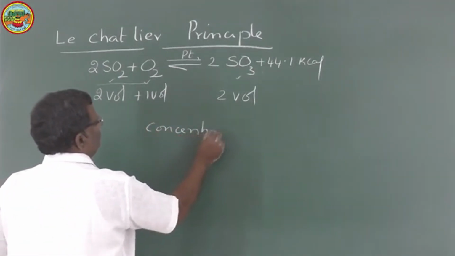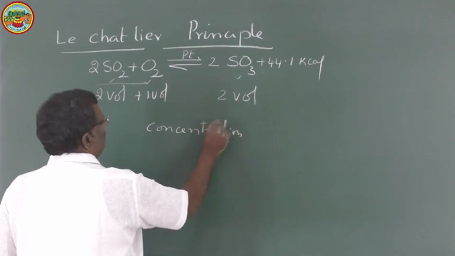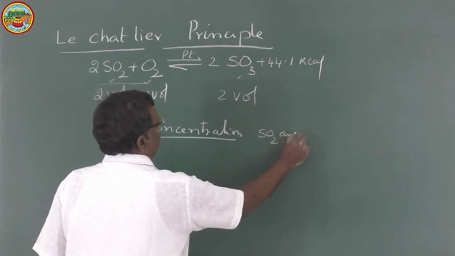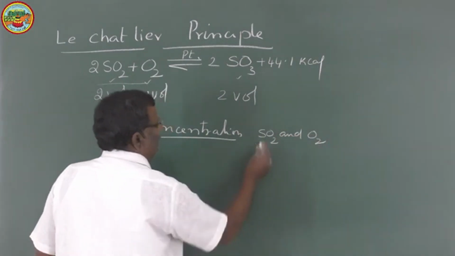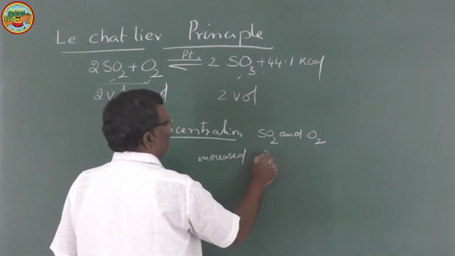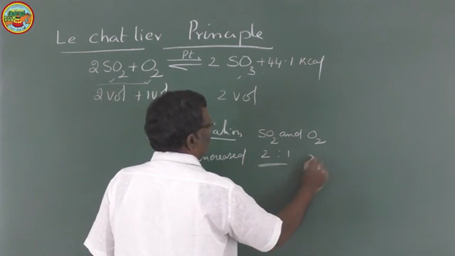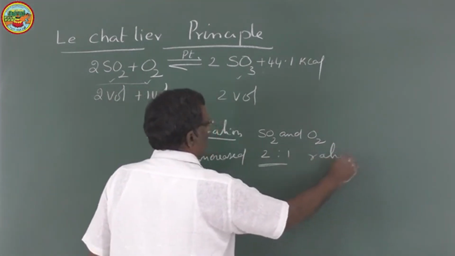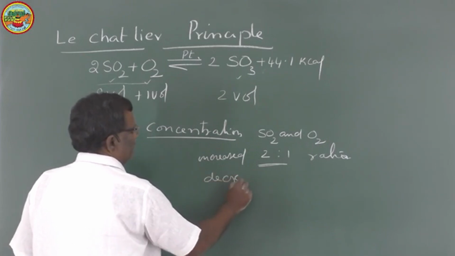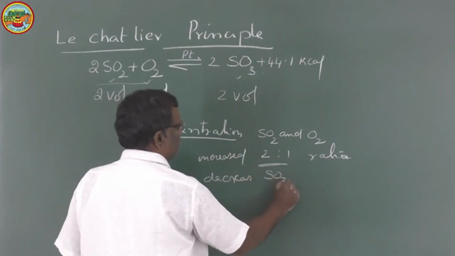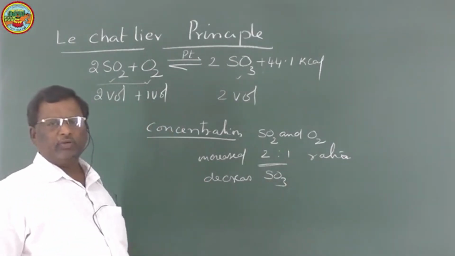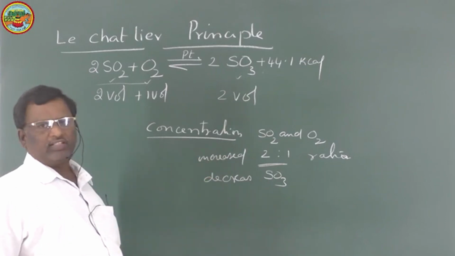So in the preparation of SO3 by contact process, with respect to concentrations, SO2 and O2 are increased time to time in 2:1 ratio, and SO3 should decrease. SO3 concentration is decreased by removing SO3 from the container time to time. This is with respect to concentration.